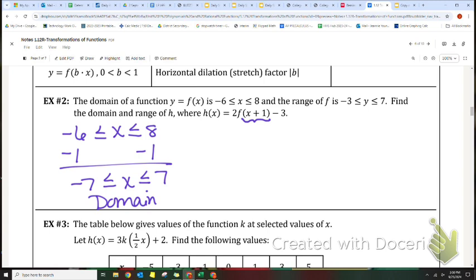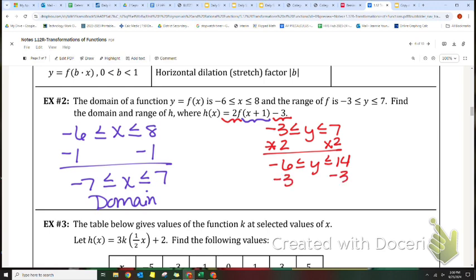All right, and we kind of do the same thing with our y's. Let me change colors here. So my y's were from negative 3 to 7. And this says we're going to multiply by 2 and subtract 3. And remember, y does what it's supposed to. It follows PEMDAS as well. So you're going to multiply by 2, and then you're going to subtract 3. And so there is our new range.